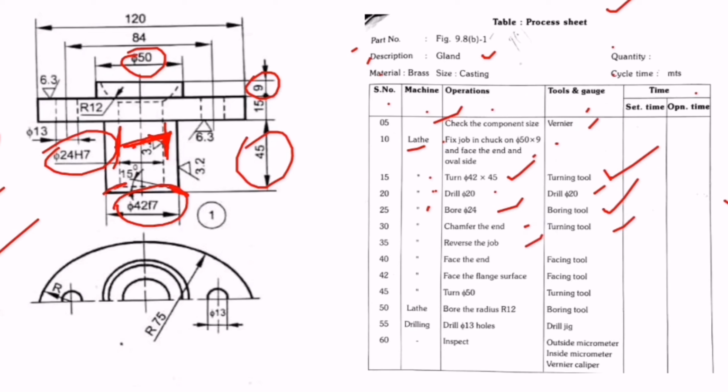with the turning tool. Next, reverse the job on lathe machine only. Next, face the end with facing tool. Face the flange surface. We can say this is a flange surface. So face the flange surface with facing tool.